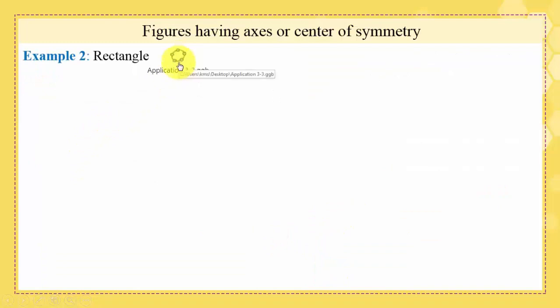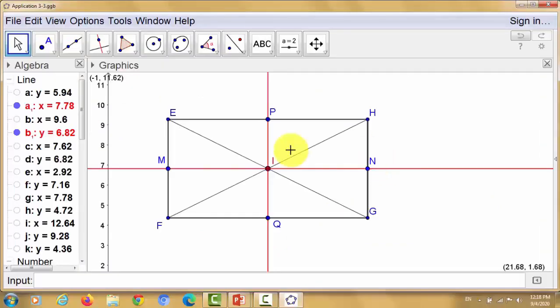Example 2, rectangle. Look here, my lovely students, for the rectangle. The rectangle has two axes of symmetry. They are the midlines. Look here for line MN. The figure here is the same as here, then MN, the midline, is an axis of symmetry. Also PQ. Look for this figure and this figure, they are the same, then PQ is an axis of symmetry.